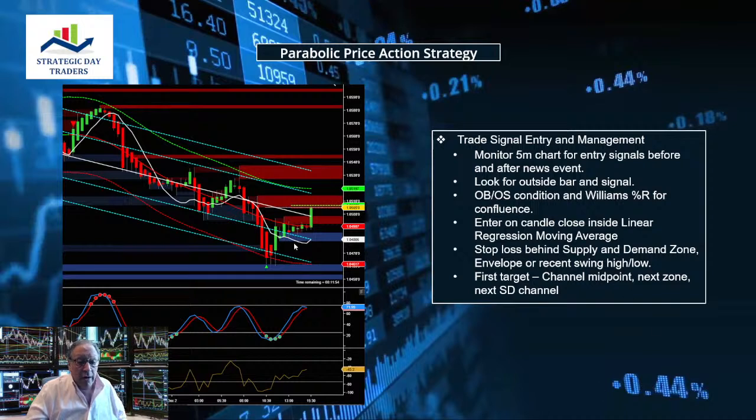My first target is usually going to be right around the midline. And then my second target, I will look for either the next standard deviation line or the next supply or demand zone. And then a final target, if I'm taking more than two targets, I might go for 3, would be at the outside edge or even way outside of the envelope if I'm going to run a trailing stop on that final position.